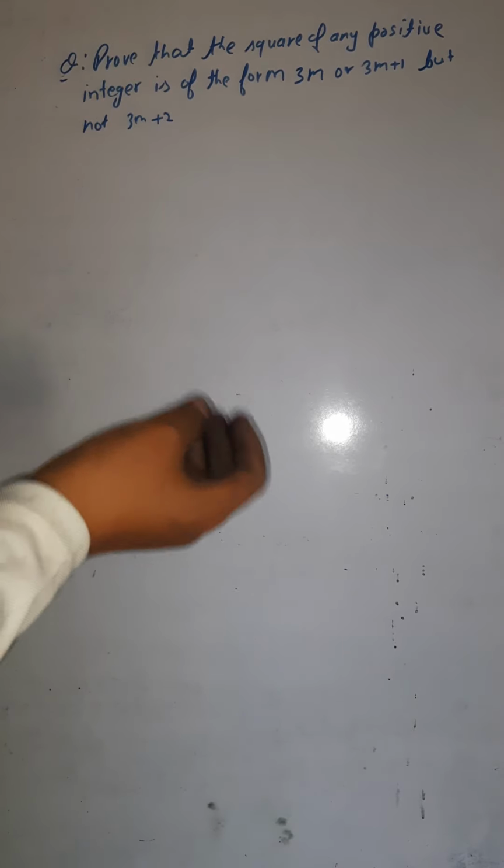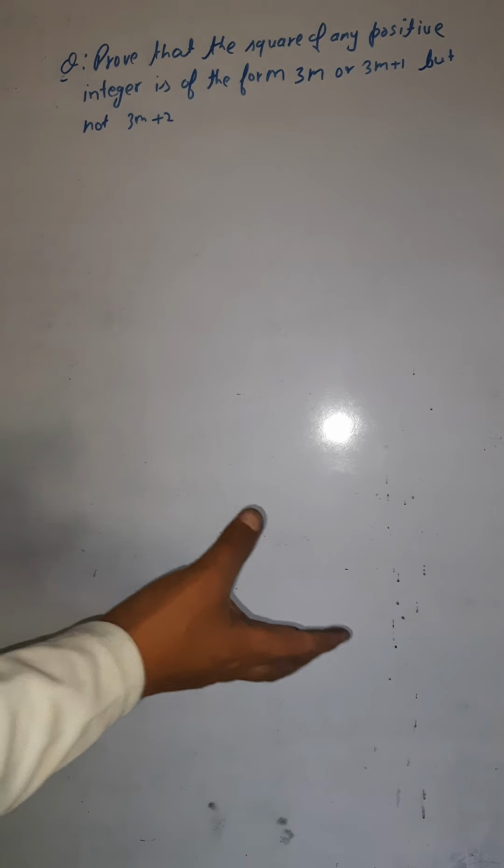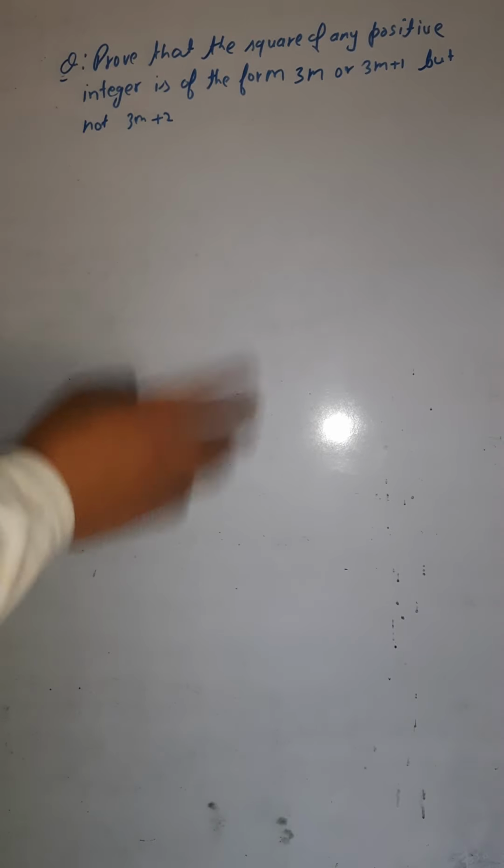Prove that the square of any positive integer. Now here there is no bar. It means you need not take only the even integer. You will take even as well as odd integers. So whether it is an even integer or an odd integer, the square of both would be of the form 3m and 3m plus 1, but not of the form 3m plus 2. Remember this. So how would you solve this question?